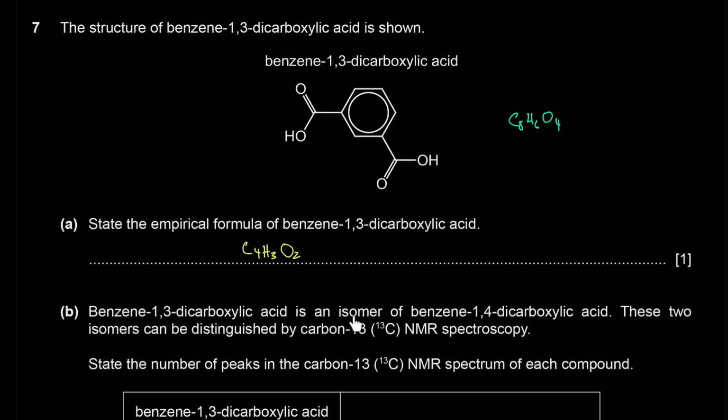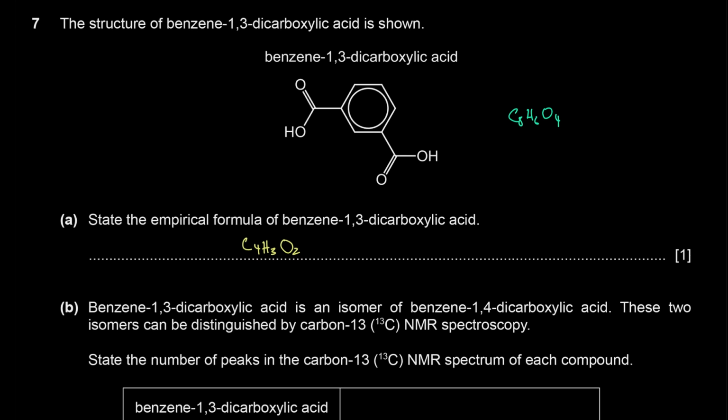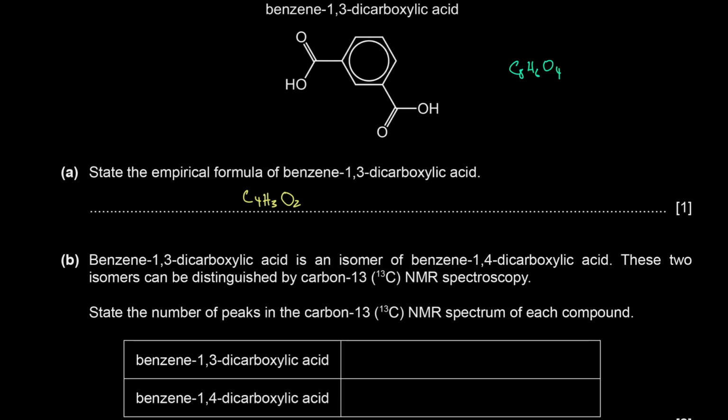Benzene 1,3-dicarboxylic acid is an isomer of benzene 1,4-dicarboxylic acid. These two isomers can be distinguished by carbon-13 NMR spectroscopy. State the number of peaks in the carbon-13 NMR spectrum of each compound. So if you look at benzene 1,4-dicarboxylic acid, this is what it would look like. We have a CO2H here and a CO2H over here, right at the 1 and 4 position. Now, first of all, if you look at benzene 1,3-dicarboxylic acid, how many peaks will show up in the carbon-13 NMR spectrum?